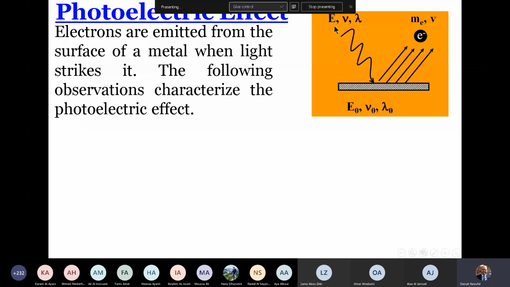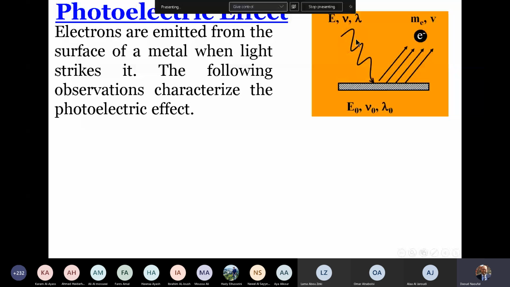When we say that the radiation is of known energy, we can say also that the radiation is of known frequency nu and of known wavelength lambda, since the energy of the radiation is proportional to the frequency of this radiation, E equal h nu equal hc over lambda. So E, nu, and lambda of the same radiation are related.